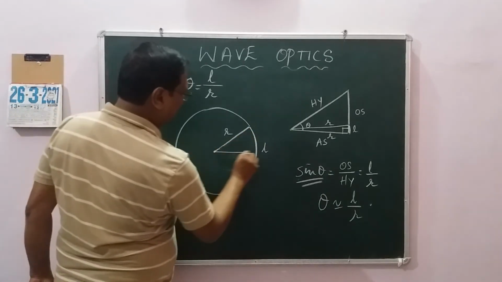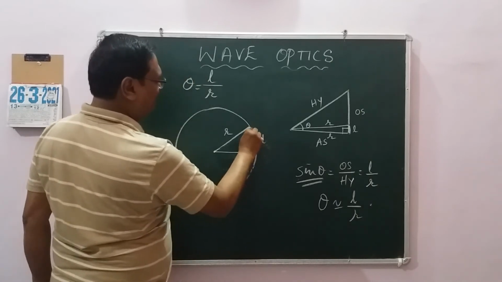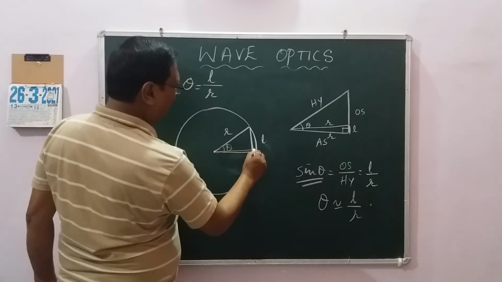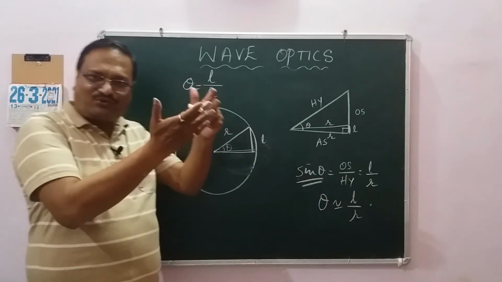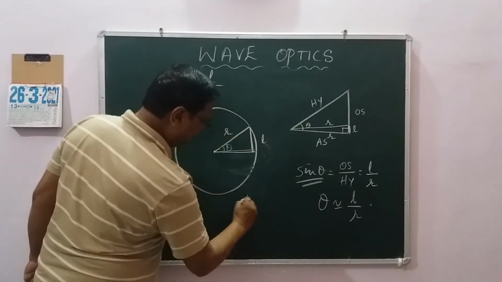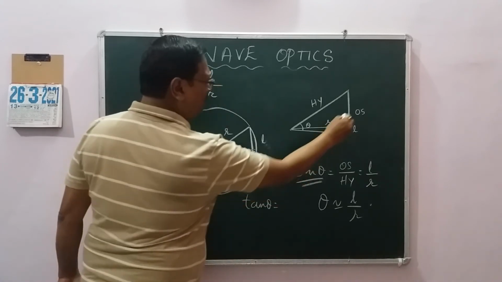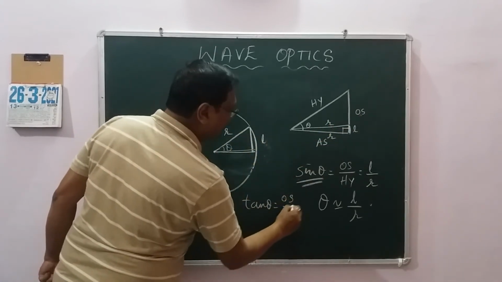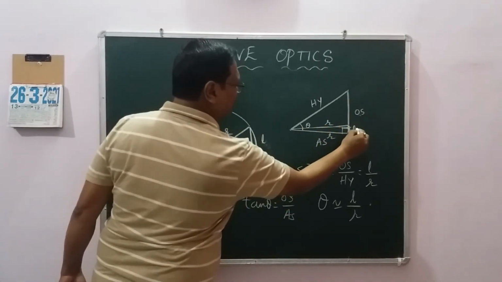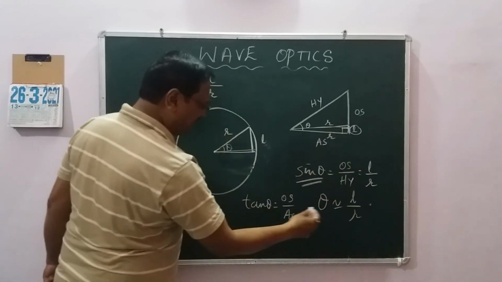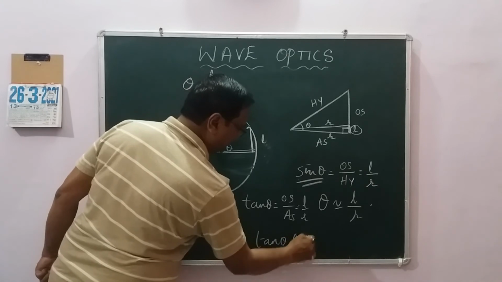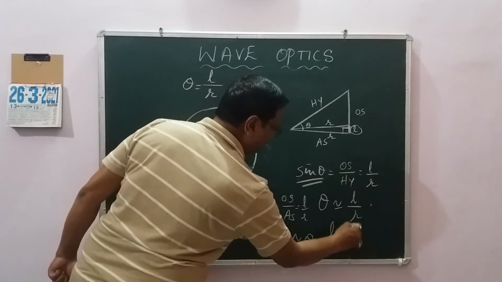As you come closer and closer, you'll find that this becomes narrowed down. Now what about tan theta? Same principle. Tan theta is equal to opposite side by adjacent side. The opposite side becomes L, and the adjacent side is R, so L upon R. So tan theta is also approximately equal to theta, which is L upon R.